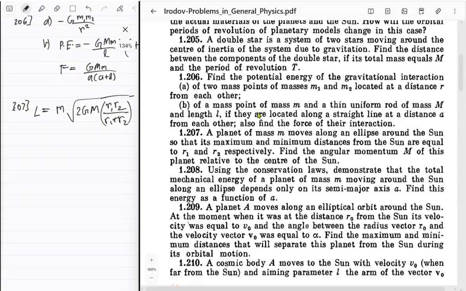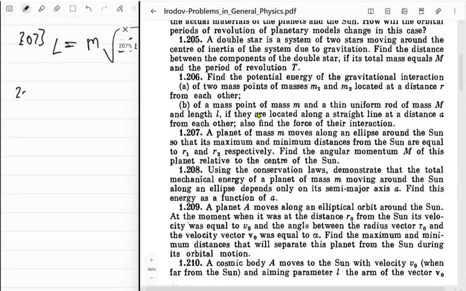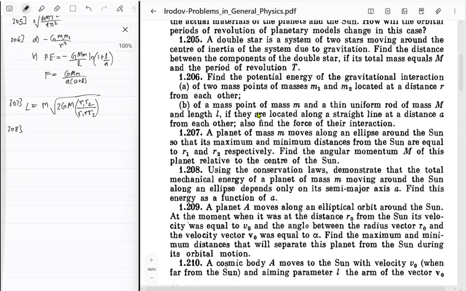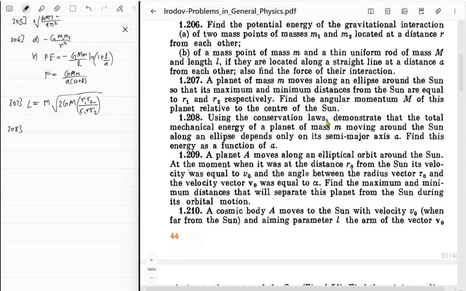Okay, 208. Using the conservation laws to demonstrate that the total mechanical energy of the planet of mass m moving around the sun along an ellipse depends only on its semi-major axis. So you want the total mechanical energy of a planet.